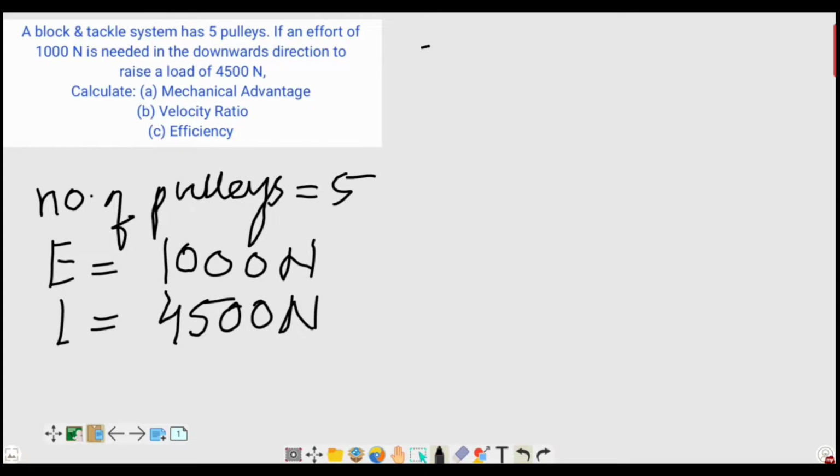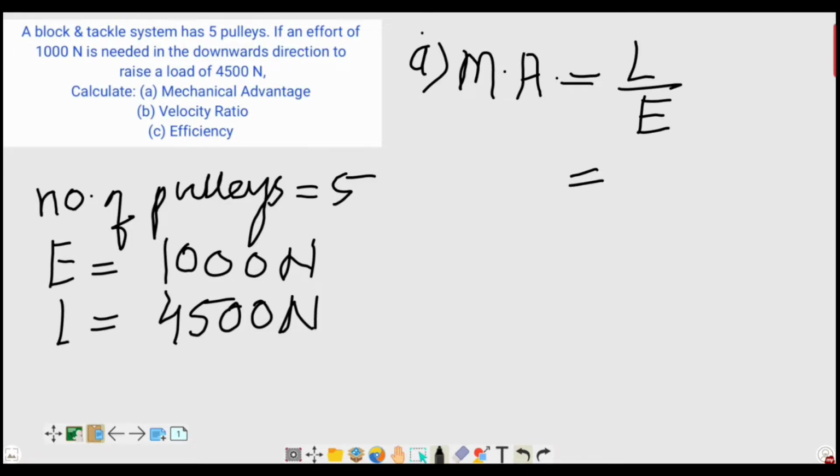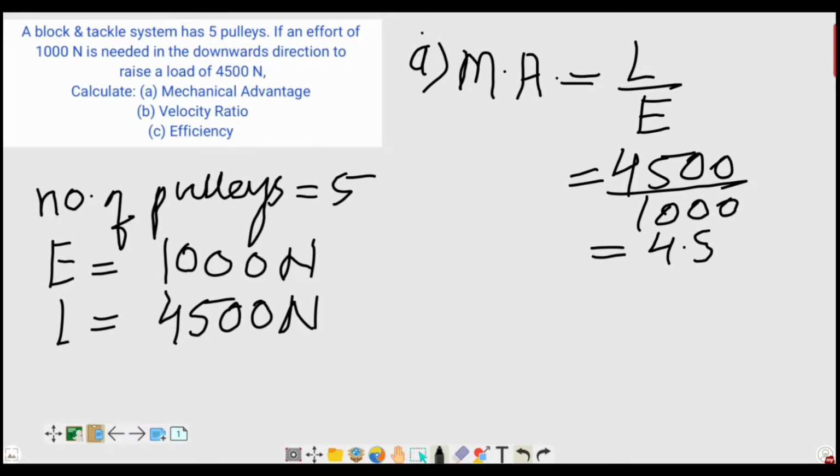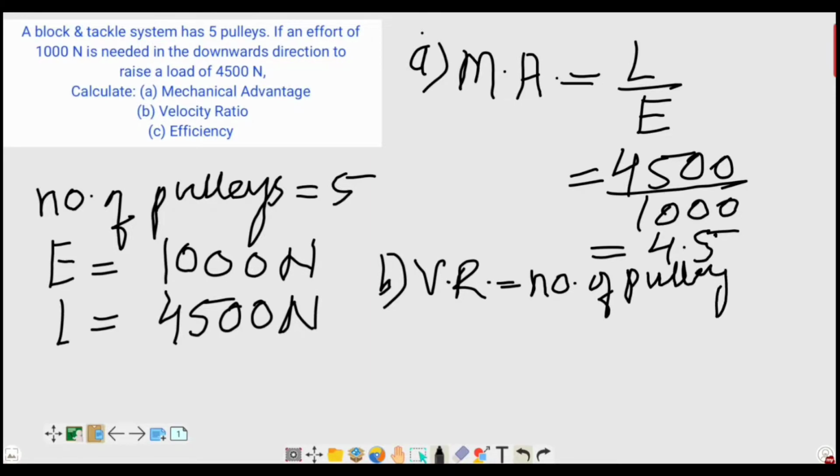Now first we will calculate mechanical advantage. As earlier we have done, it is load upon effort. Load is given 4500 while effort is given 1000. So it will be 4.5. Then it is asked velocity ratio. As earlier we have done, it is equal to the number of pulleys in the block and tackle system. So it is 5.